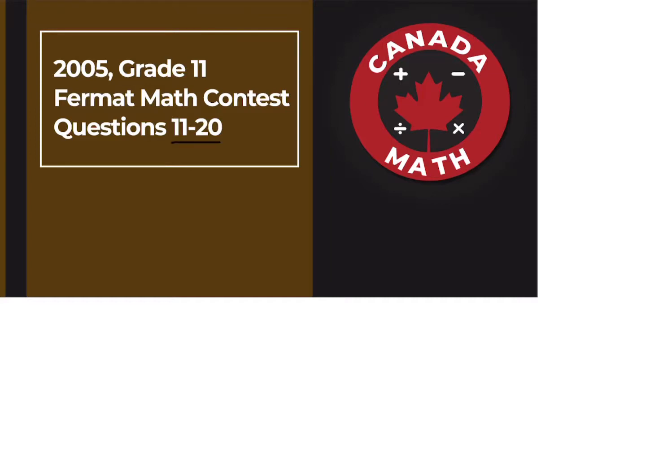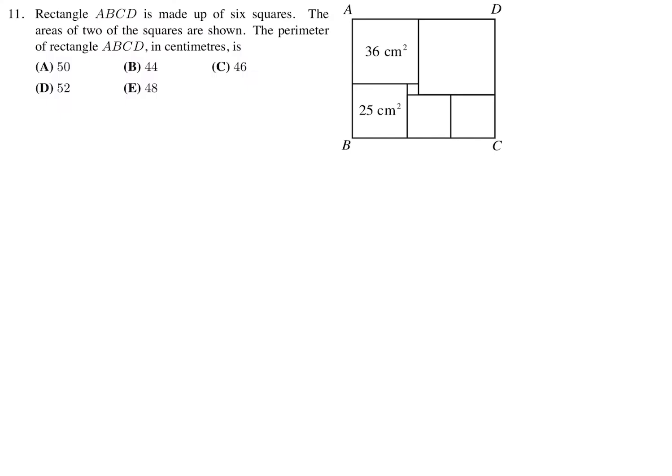Question 11 on the 2005 Grade 11 Fermat Math Contest. Rectangle ABCD is made up of 6 squares. The areas of 2 of the squares are shown. The perimeter of rectangle ABCD in centimeters is.